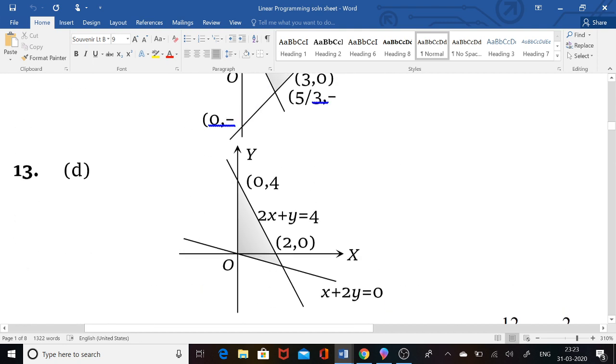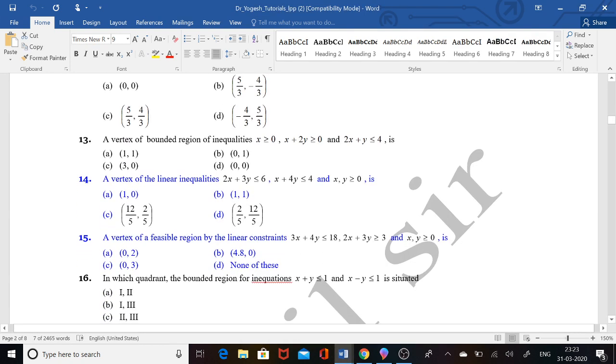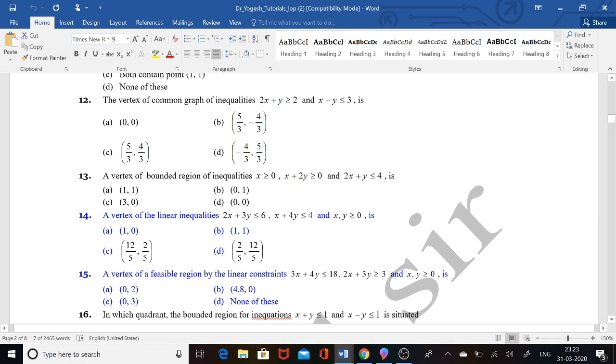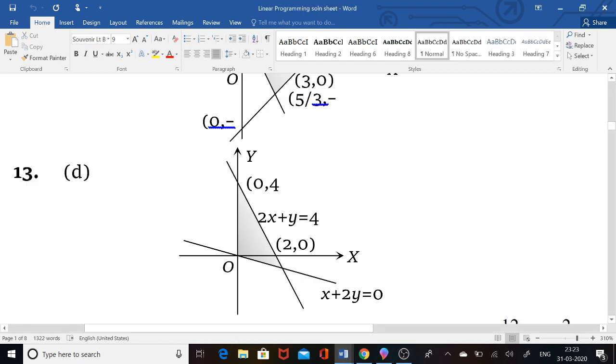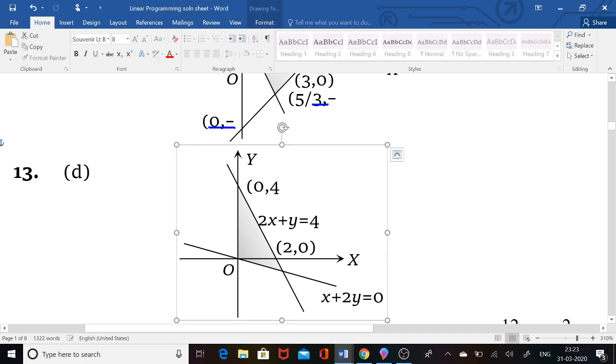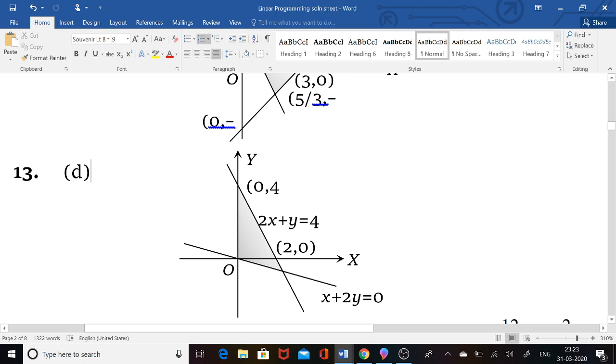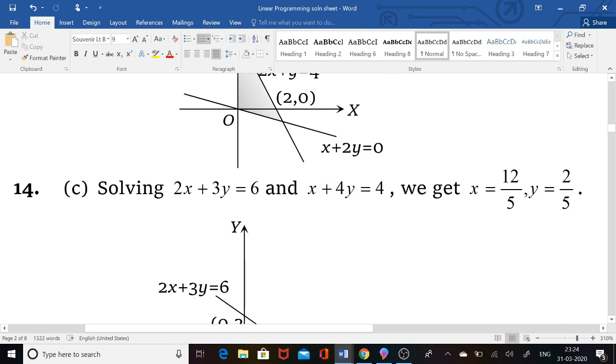Come to the 13th one. Your question says, the vertex of the bounded region of inequality x is greater than 0. Okay, your y is not given over here. If we draw this graph of 2x plus y, the region is like this. The line is like this for 2x plus y, and this is x plus 2y equals 0. When we plot the graph, this is the region, and the answer is D for the 13th.